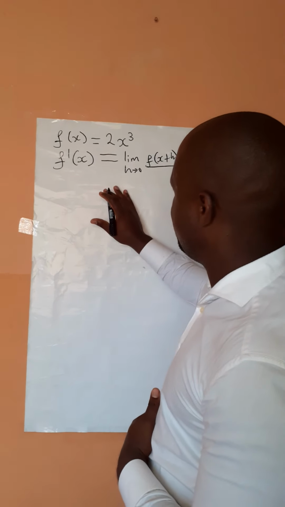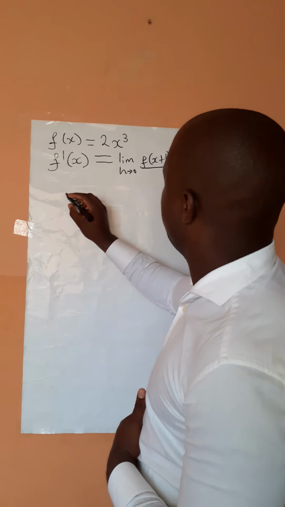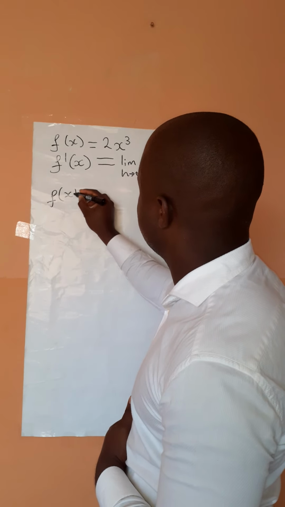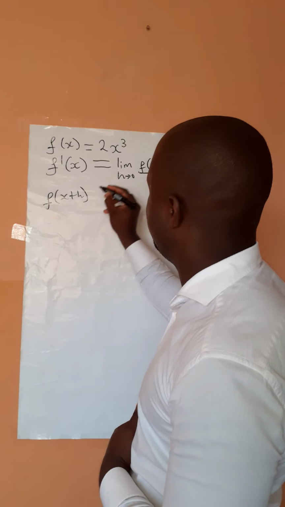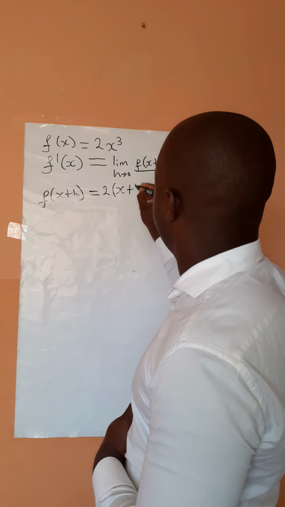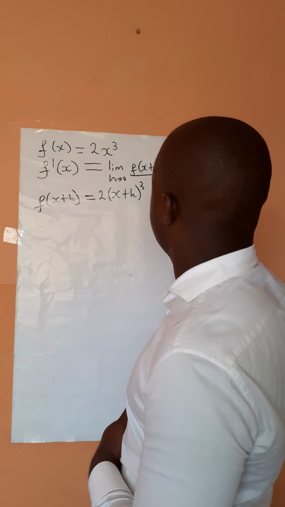Now this is what we're going to do. We are going to begin by finding f of x plus h first, and we know that this is equal to 2 times x plus h to the power 3.